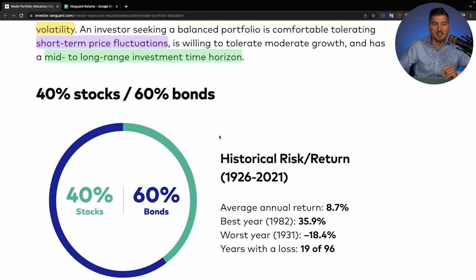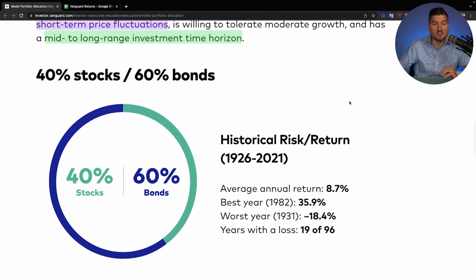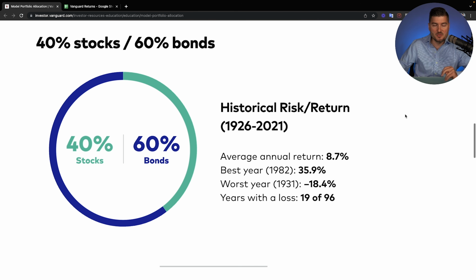rates. But investors that are seeking and comfortable tolerating short-term price fluctuations, and they're willing to tolerate moderate growth, and they have a mid to long-range time horizon. This will typically be for people that are probably in their, I'd say 30 to 50s. Actually, not even 30s. I'd say 40s to 50s, and then we'll get into growth later.